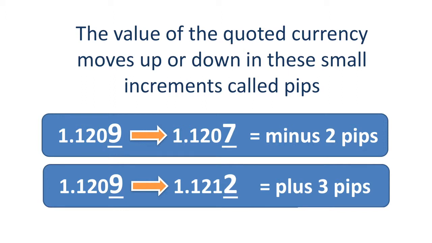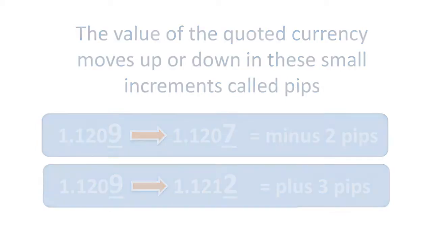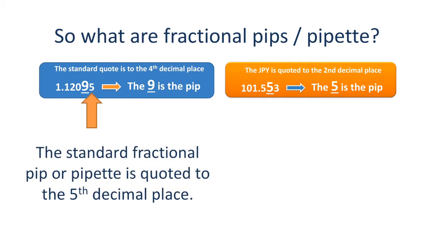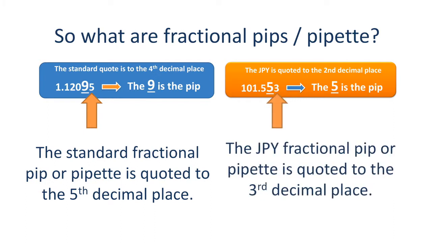So many times brokers want to break it down even further, and you're going to hear about fractional pips or pipettes. And in this case, you'll see that a standard fractional pip or pipette is quoted to the 5th decimal place. And the Japanese yen, the fractional pip or pipette, is quoted to the 3rd decimal place.